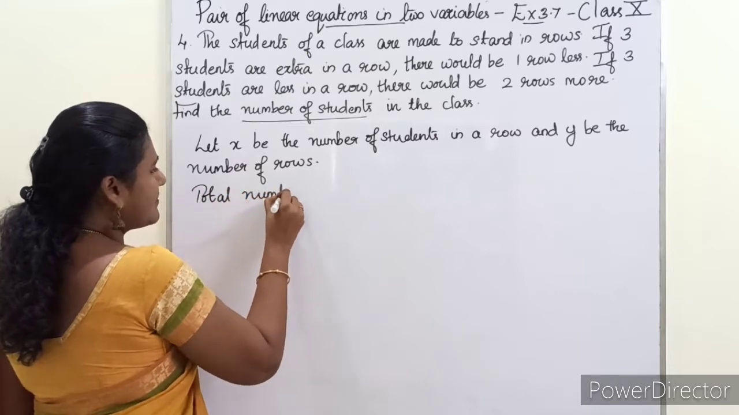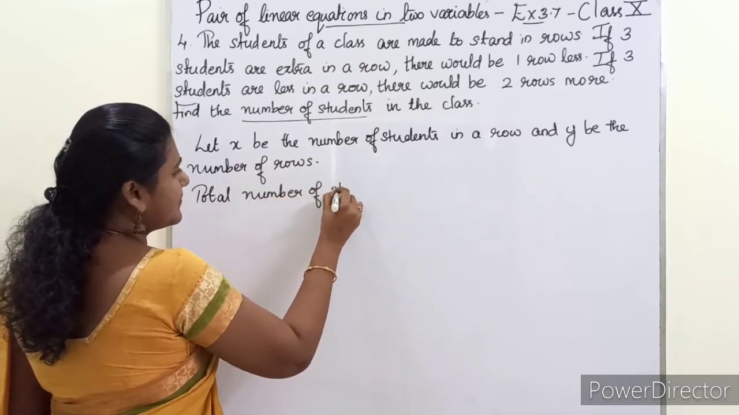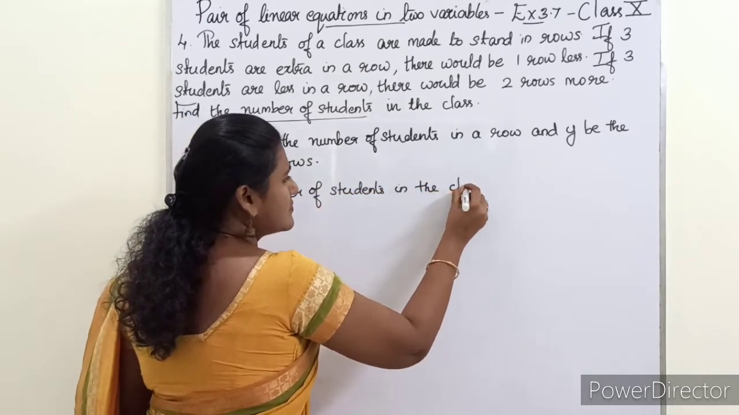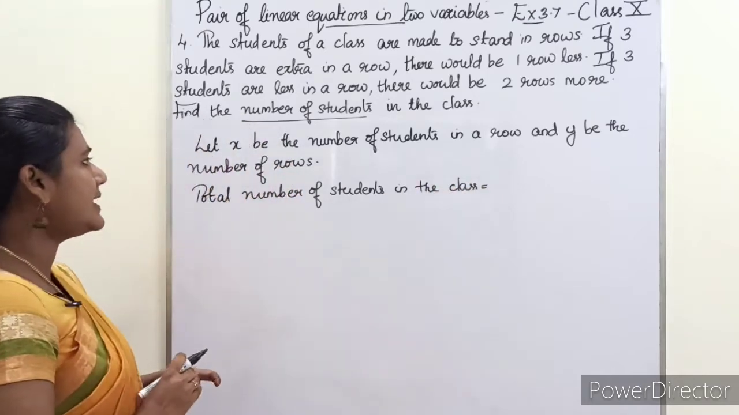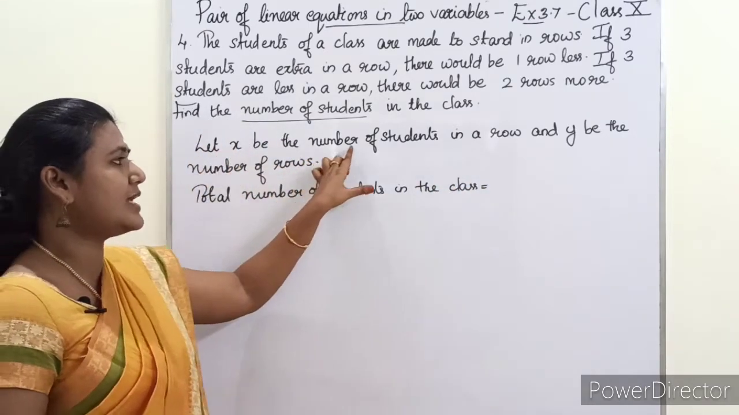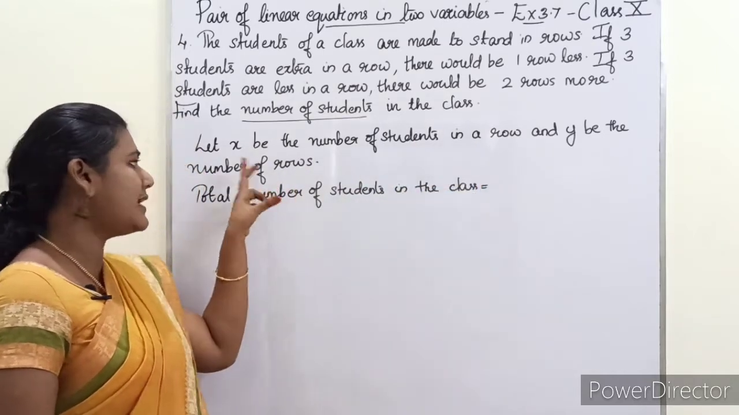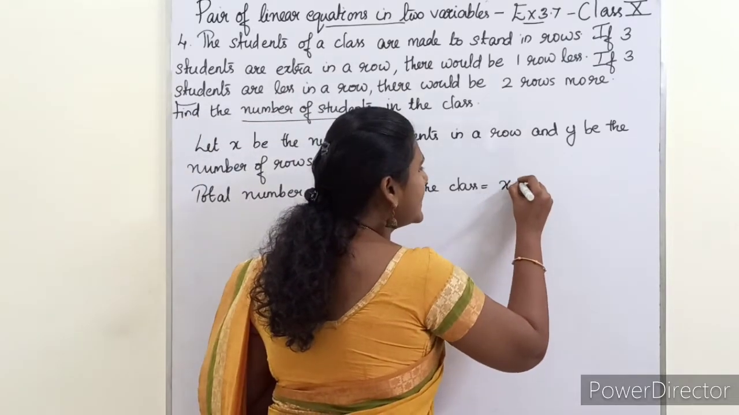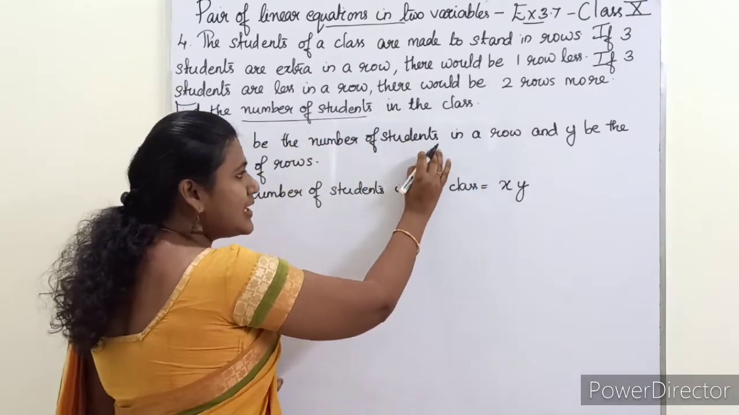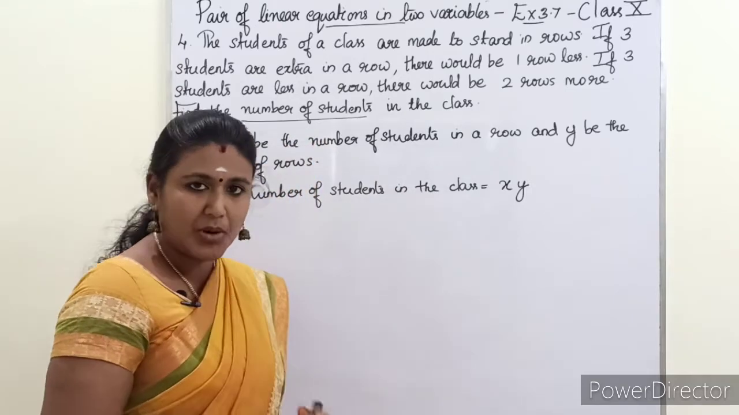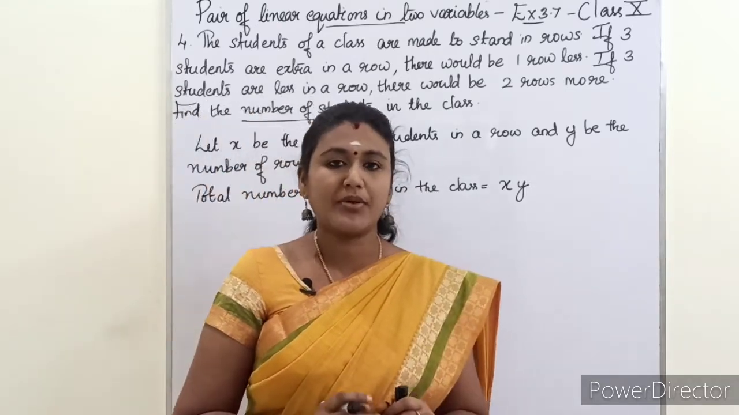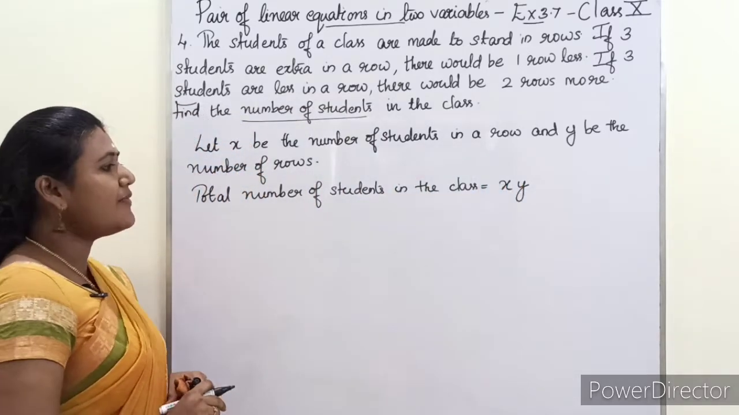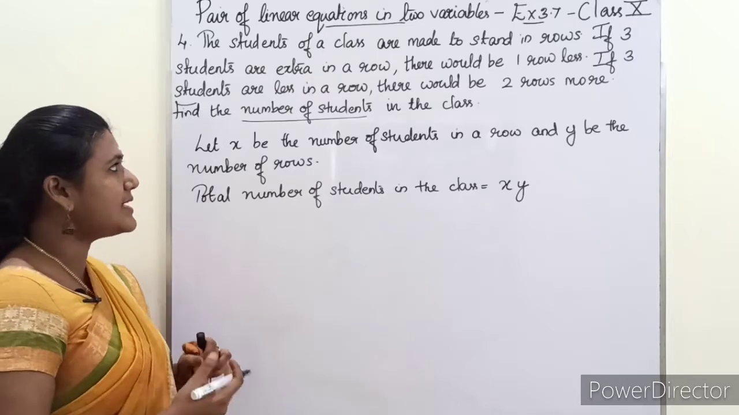Total number of students in the class. Here we have x students in a row and y rows. Then the total number of students in the class will be x into y. If you multiply the number of students in a row and the number of rows, you will get the total number of students in the class. So the total number of students is xy. Now we are going to derive linear equations in x and y.